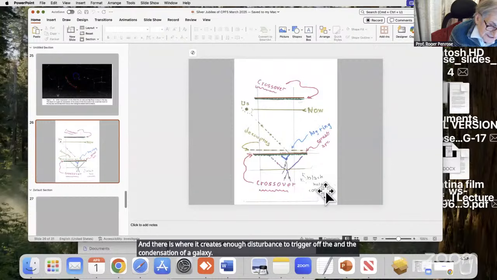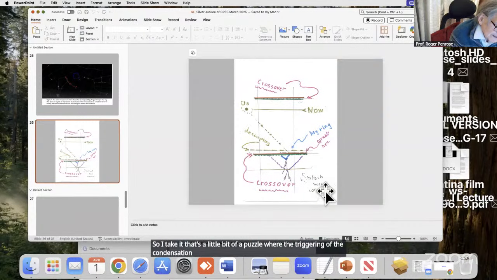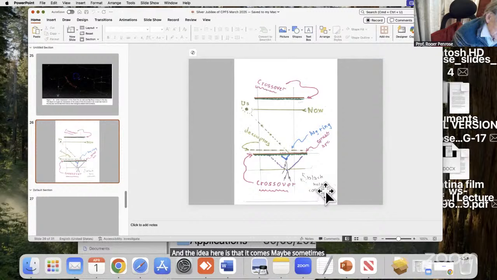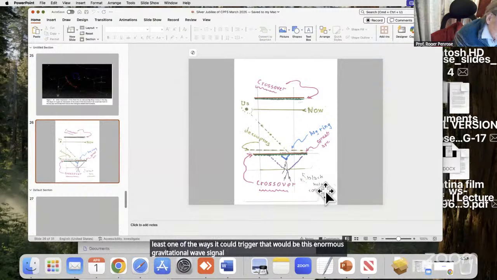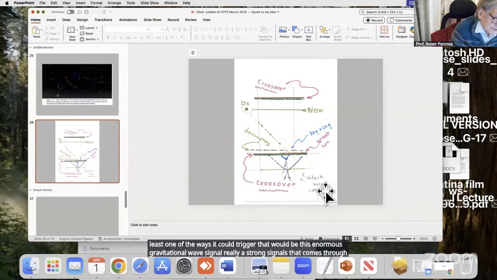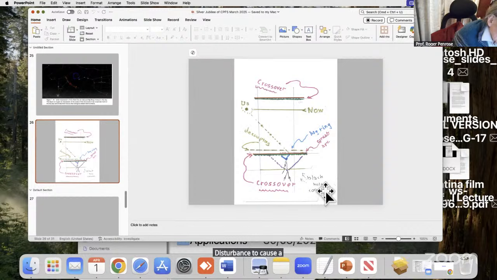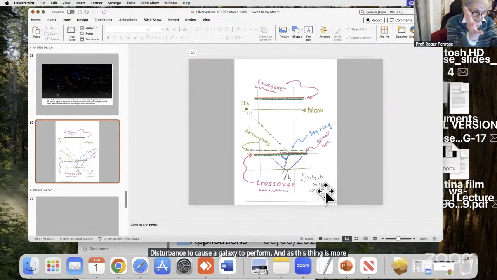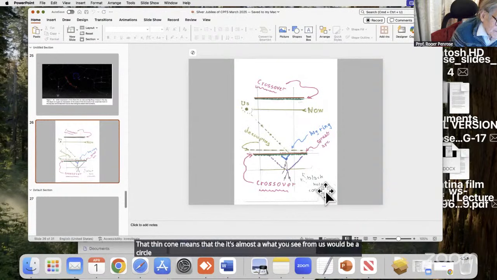So I take it that's a little bit of a puzzle, where the triggering of the condensation to produce galaxies comes from. And the idea here is that maybe sometimes, maybe not always, but at least one of the ways it could trigger that would be this enormous gravitational wave signal, really a strong signal that comes through and triggers the amount of disturbance to cause a galaxy to form. And as this thing is more or less a thin cone as it comes out, that thin cone means that what you see from us would be a circle, pretty well closely a circle. And that means that you will get the circular patterns that she seems to see.